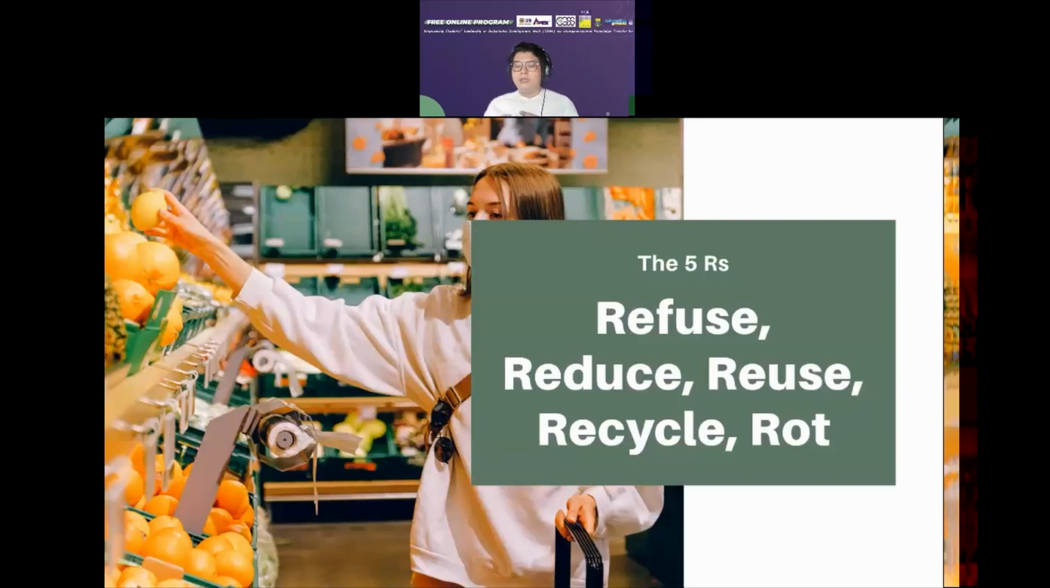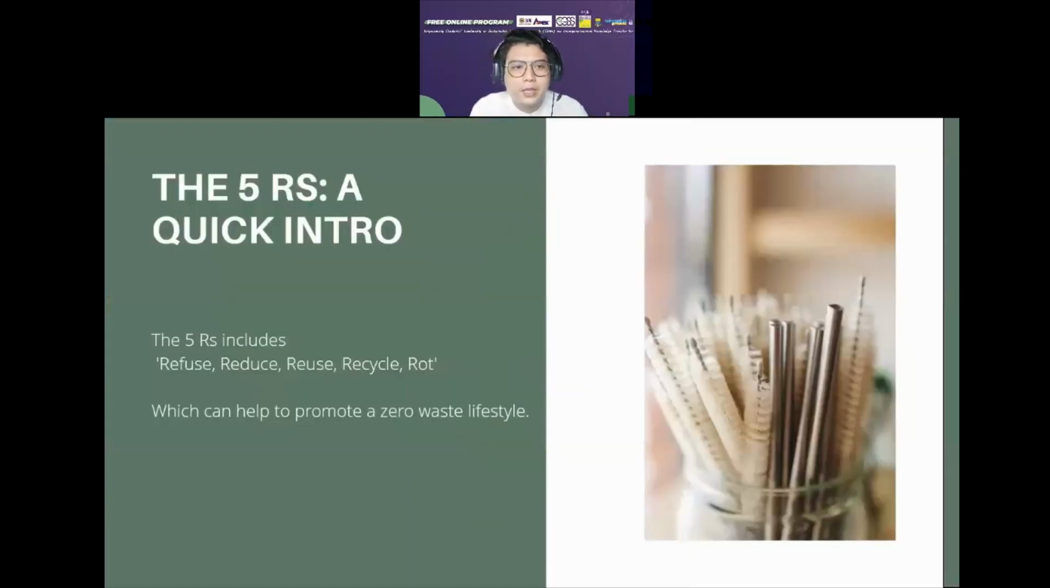So how can we help in reducing trash or our waste? One of the steps is practicing the 5 Rs: refuse, reduce, reuse, recycle, and also rot. Some of you might already be familiar with the 3 Rs, which is reduce, reuse, and recycle. So I would like to introduce another two, which is refuse and rot. This is just a quick introduction, which is a helpful way of promoting a zero waste lifestyle.